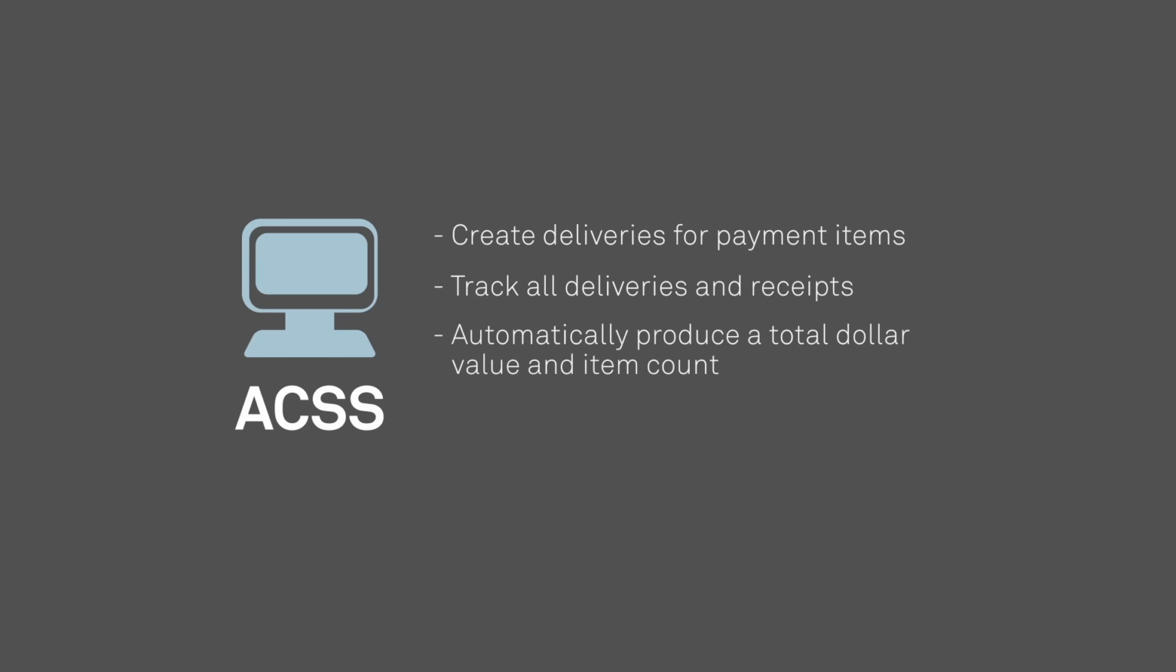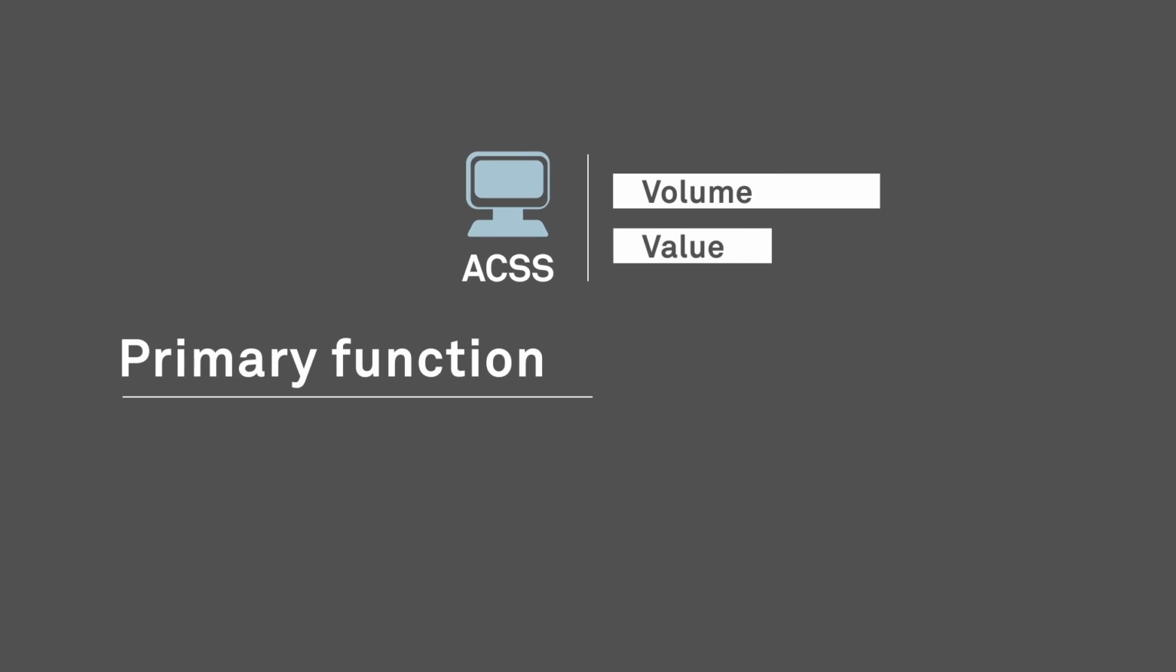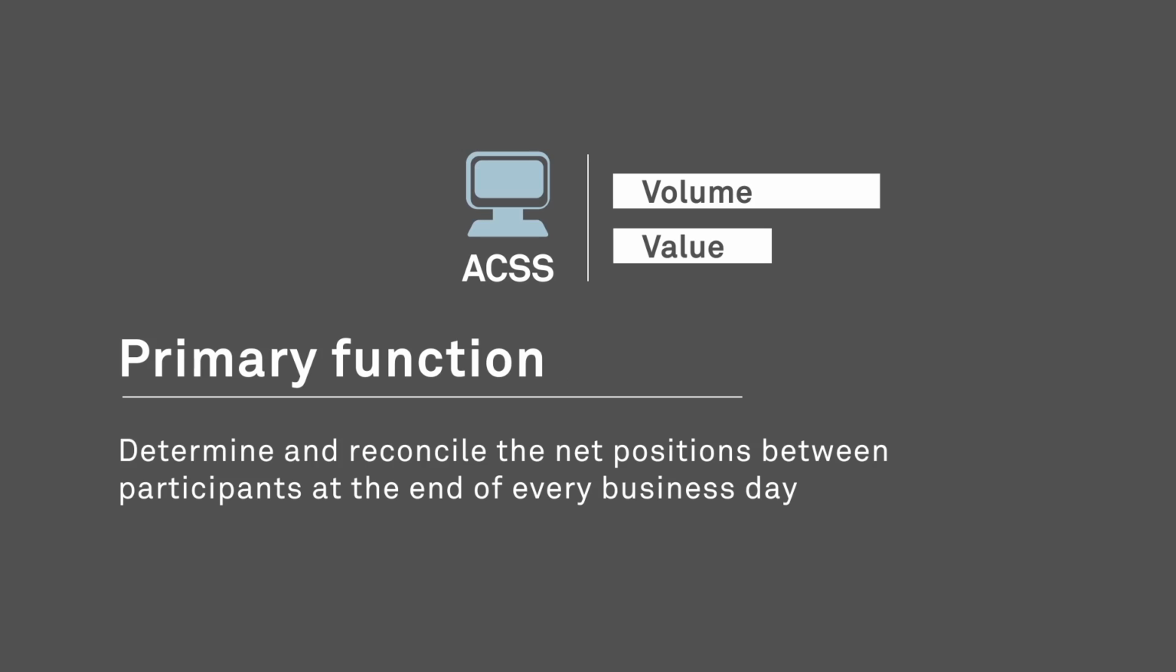The ACSS provides a tool with which a CPA member can create deliveries for payment items that have been exchanged, track all deliveries and receipts, automatically produce a total dollar value and item count for all exchanges, and on demand, produce the resultant balances due to and from each participant. The ACSS clears a high volume of low-value payments. Its primary function is to determine and reconcile the net positions between participants at the end of every business day.